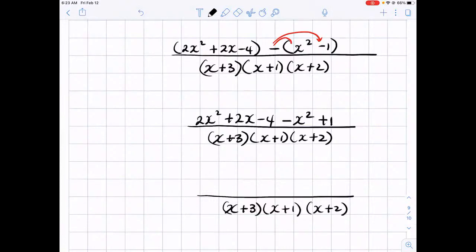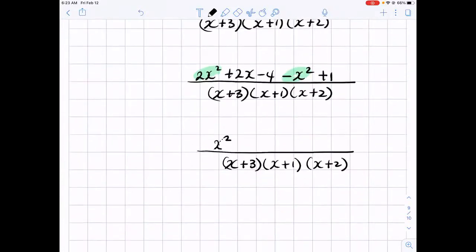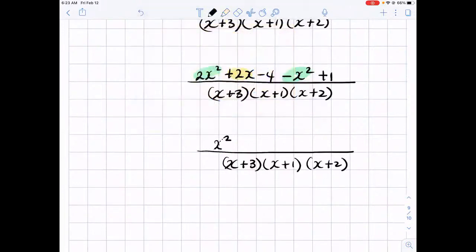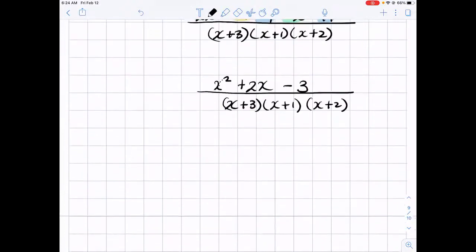So if we combine 2x squared minus x squared, that becomes x squared. And there is no other term but the 2x, so we bring down the 2x. And if you look, we have a minus 4 and a plus 1, so that becomes minus 3. And now we check for simplification.